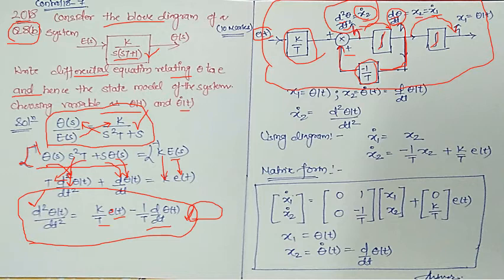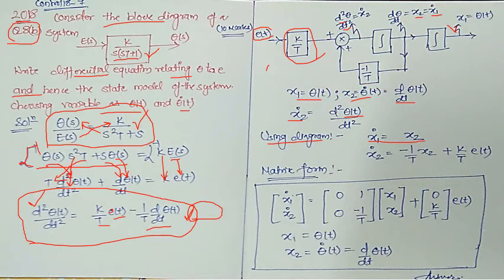Now let us define the state variables as per the question. So I am writing x1 is theta(t), x2 is theta dot(t), that is d by dt of theta, and x2 dot is the second order differential of theta(t). Now using the diagram we can easily write that x1 dot is x2. Where is x1 dot? Let me remove the annotations. So x1 dot is here, x1 dot is equal to x2. So that's the first equation.